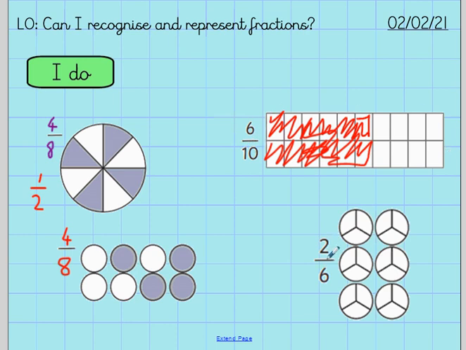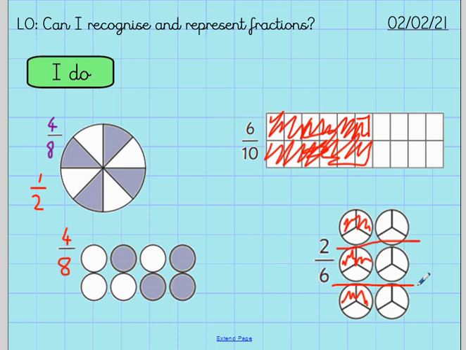If we look at here, 2 sixths, okay, 1, 2, 3, 4, 5, 6. So of this 6, okay, of that 6 up here, 2 of them are going to be shaded. Of this 6 in here, 2 of them are going to be shaded. And of this 6 down here, 2 of them are going to be shaded, okay?